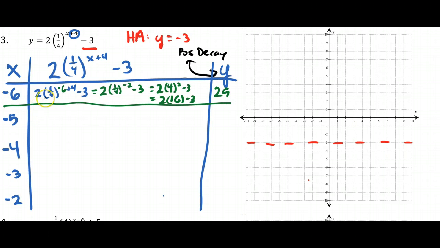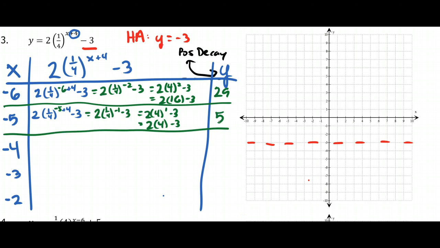Okay, next I'll go ahead and do negative 5. So my exponent is going to become a negative 1, so 2 times 1/4 to the negative 1 minus 3. That would be the same as 2 times 4 to the first minus 3, which would be 2 times 4 minus 3. 2 times 4 is 8, so you get 8 minus 3, or 5.